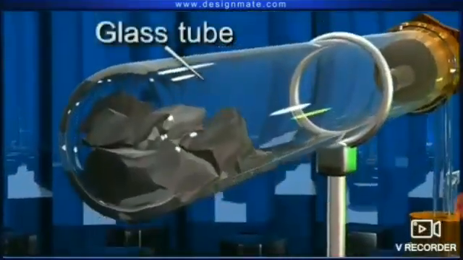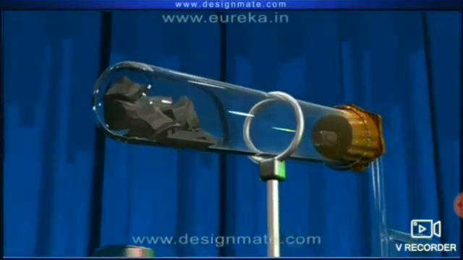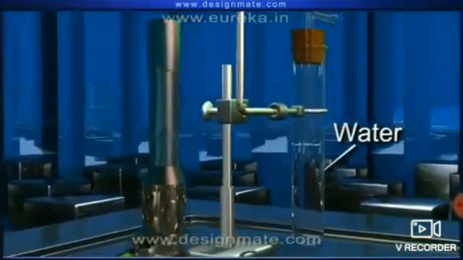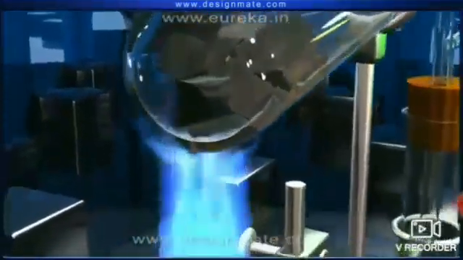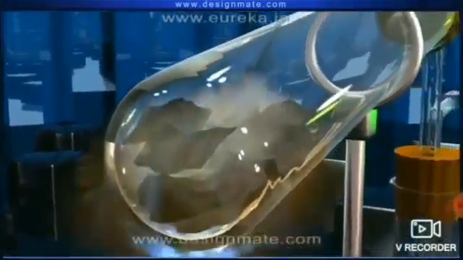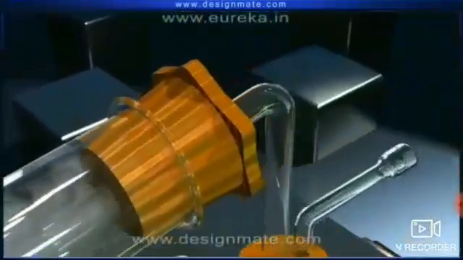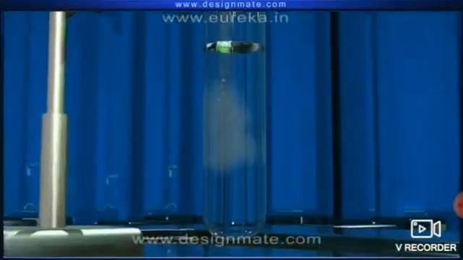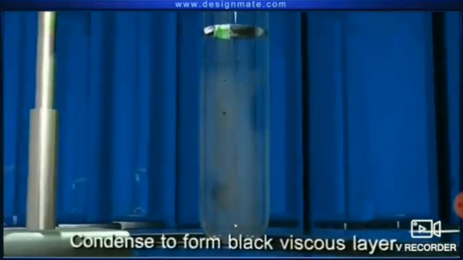The horizontal boiling tube contains some crushed pieces of coal, while the vertical boiling tube is filled with some amount of water. Heat coal over a burner. On strong heating, it produces colorless vapors which enter water filled in the other tube. After some time, a few of these vapors condense to form a black viscous layer below the water level.